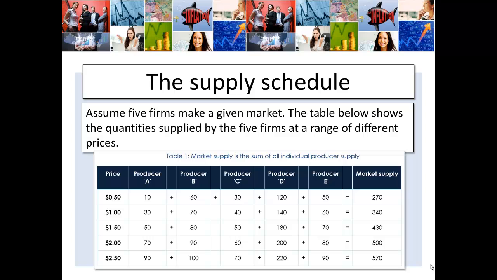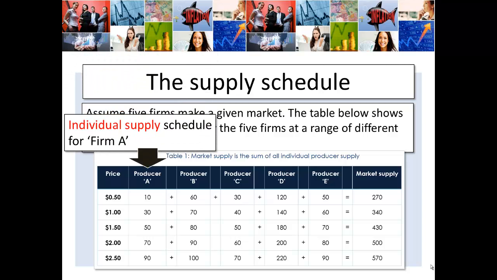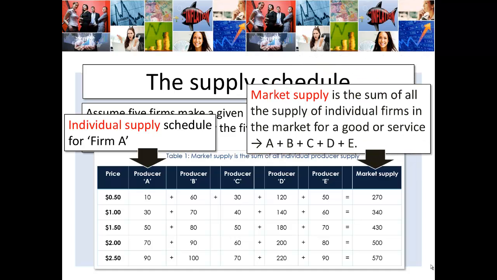Now if we sum across each individual firm at each price, we're going to get the market supply for that price. So at a price of 50 cents, the market supply is going to be 270 units of this good, and at the higher price of $2.50, this jumps up to 570 units of the good. Remember, the higher the price, the greater the quantity of the good being supplied to market. So we've got the individual supply schedules for each firm, and market supply is a sum of all individual firms in the market, all of the firms in the market.